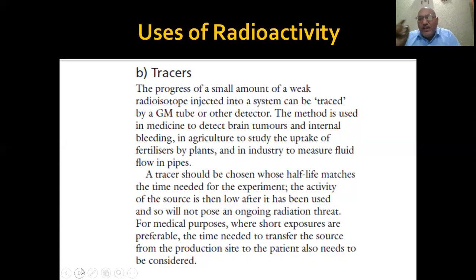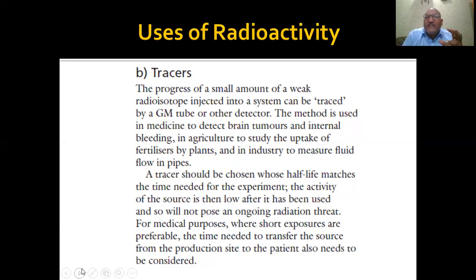For example, if we have a human patient and we inject a radioactive material in the body, wherever that injection fluid goes inside the body, by using a detector outside the body, we are able to tell where that fluid, that liquid, has reached, because the radiation will be coming out of the body. By using a detector, we can tell to which point or in which organ the medicine has reached. And in the same way we use it in fertilizer.